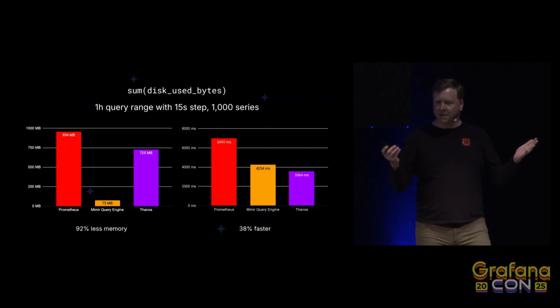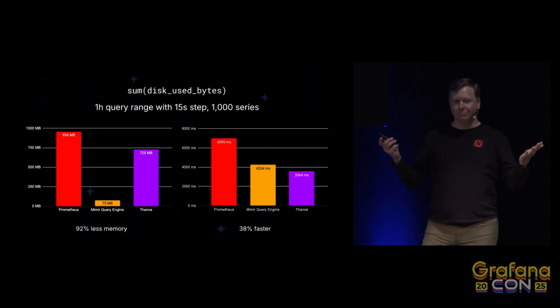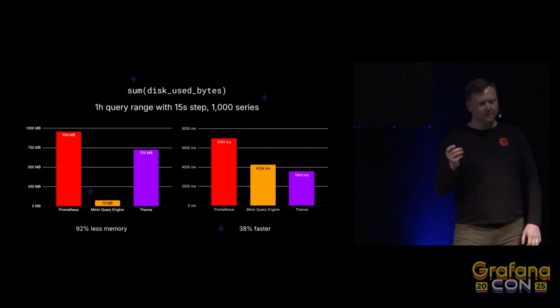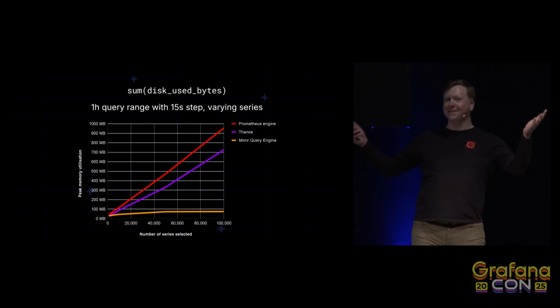So I'm showing Thanos in here too. They also improve upon Prometheus. They are a little bit faster than us in the latency department. That's because they parallelize more. We're not doing that yet. I think we might. Okay, cool. I like this chart even more.